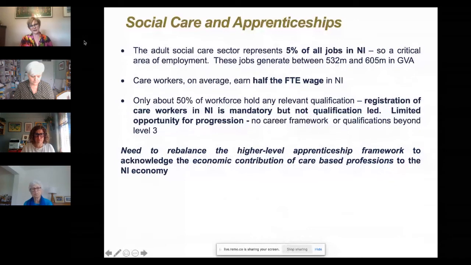We were actually ahead of the game in Northern Ireland in that registration of social care workers, not just social workers, is required, it's mandatory. But the problem is that that registration is not qualification-led.